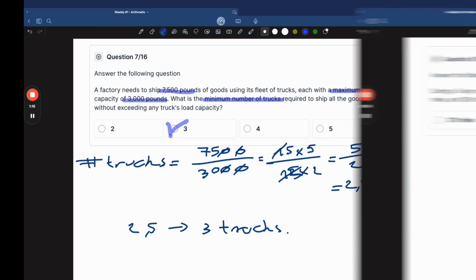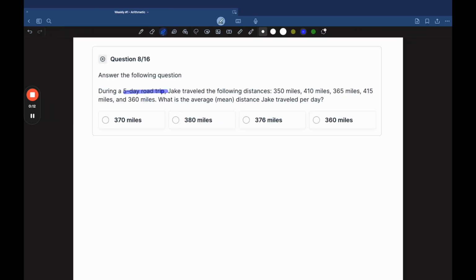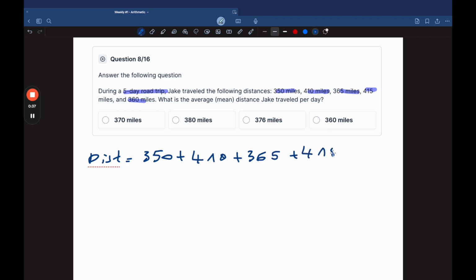Question 8. Step 1. Identify the problem. During a 5-day road trip, Jake traveled the following distances: 350 miles, 410 miles, 365 miles, 415 miles, and 360 miles. We need to find the average mean distance Jake traveled per day. Step 2. Calculate the total distance traveled. Add up all the distances traveled over the 5 days. 350 miles plus 410 miles plus 365 miles plus 415 miles plus 360 miles equals 1,900 miles.